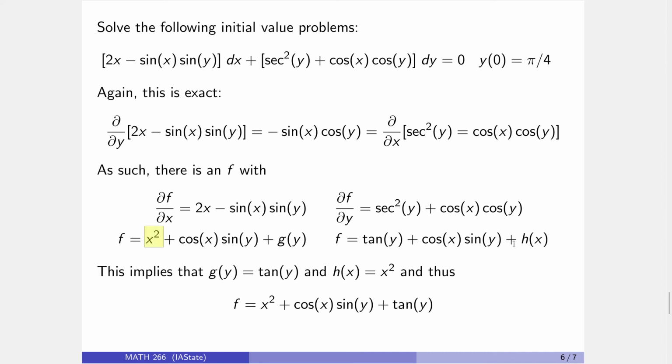So my x squared, well, it's got to match my h of x. The cosine x sine of y, that matches that piece right there. My g of y matches my tangent of y. Yay! So that gives me my g of y, that gives me h of x, that tells me what f is equal to. It's this beautiful function right here: x squared plus cosine of x times sine of y plus tangent of y. Beautiful. So we've got our f, which means that we can now get our implicit solution.